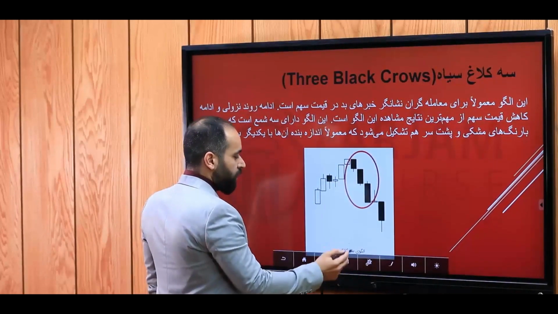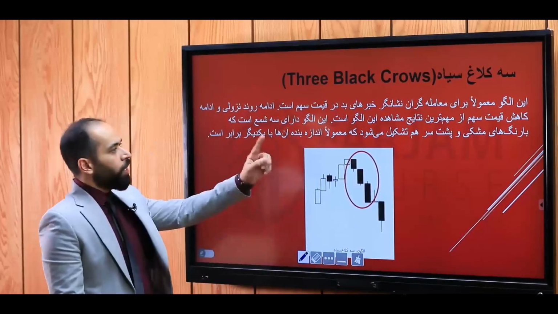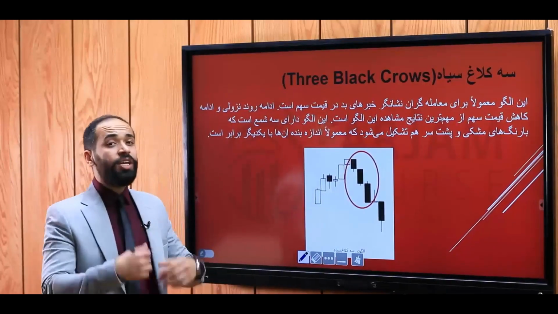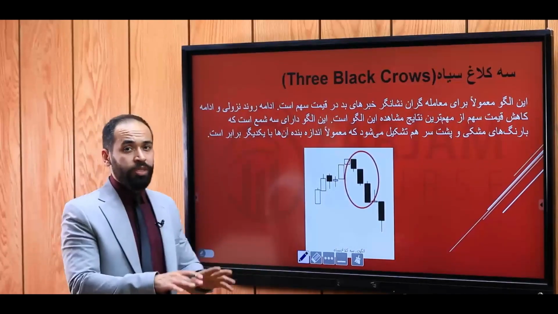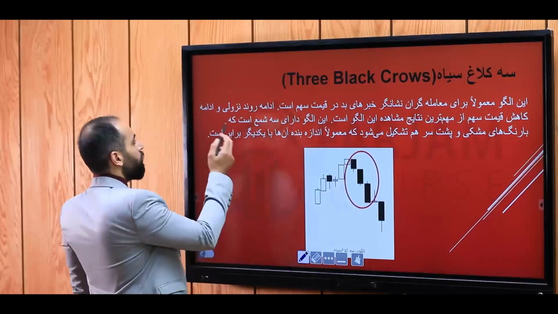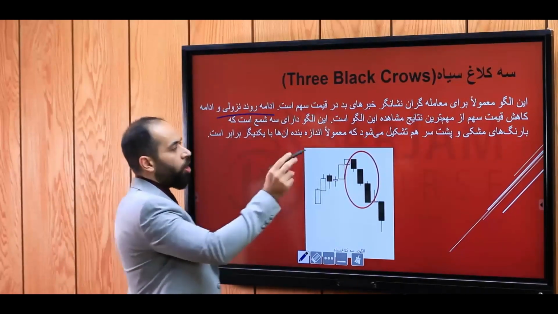And for these candles to come down one after another, let's read its definition together. This pattern usually signals bad news for traders, especially for those who are in a buy position. But since the market is two-sided, it can also indicate that we can enter a sell position. And what is meant is the continuation of a downward trend and a decrease in price. Now, what does that mean?